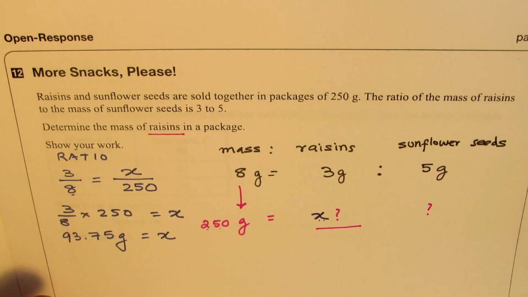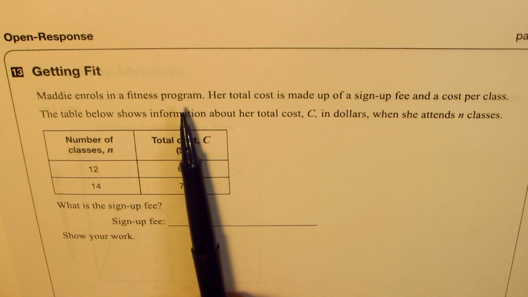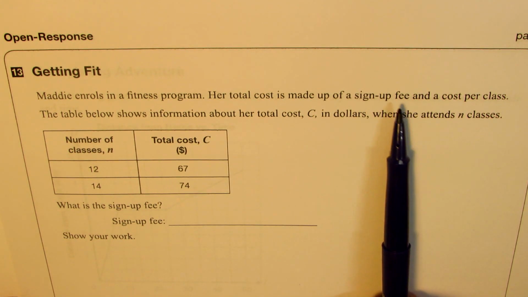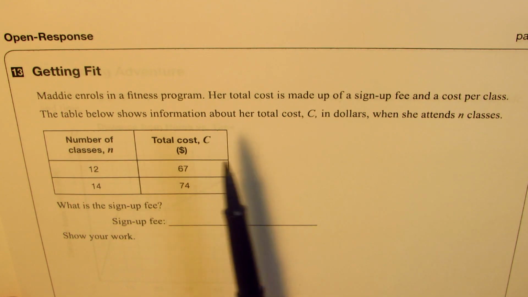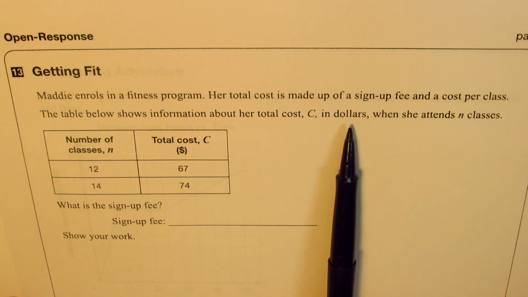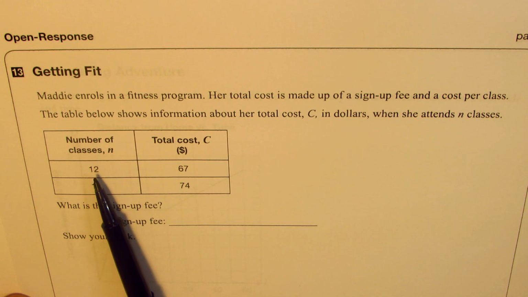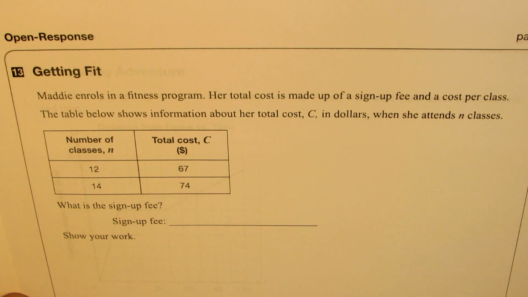Let's move on and take question number 13. Getting fit. Maddie enrolls in a fitness program. Her total cost is made up of a single sign-up fee and a cost per class. The table below shows information about her total cost C in dollars when she attends N classes. If N is 12, total cost is $67. If N is 14, then the cost is $74. What is the sign-up fee? You have to write and show your work, right?